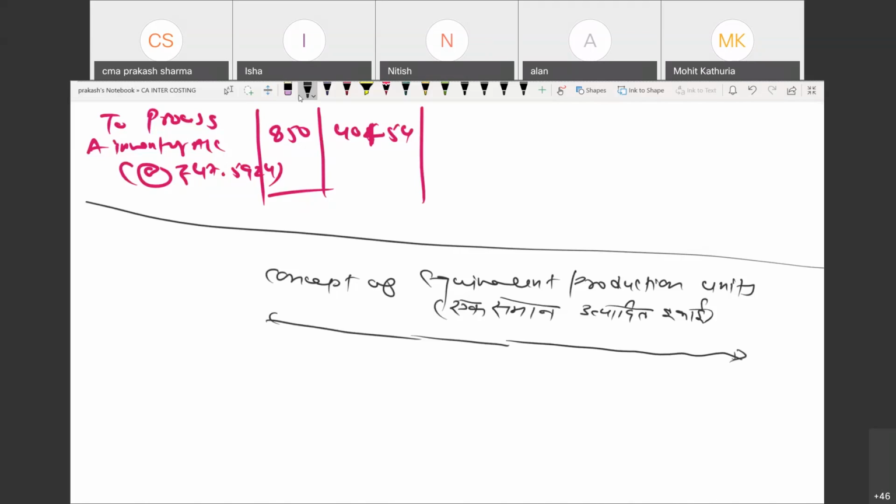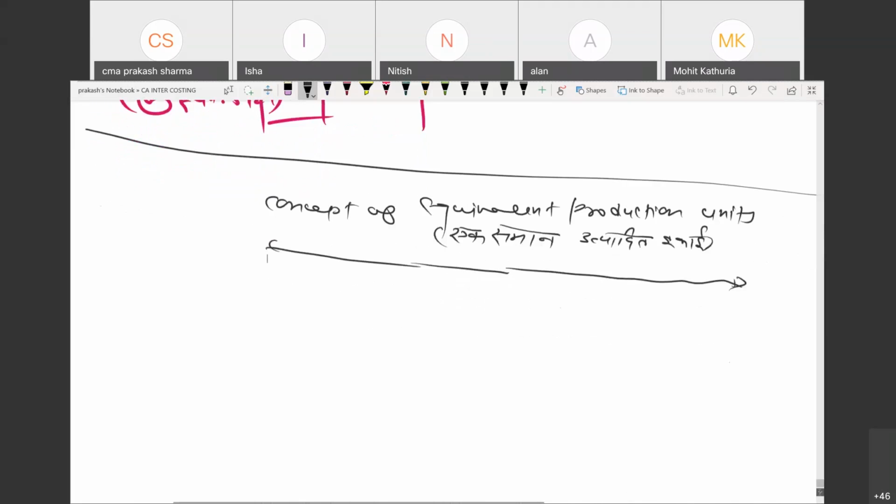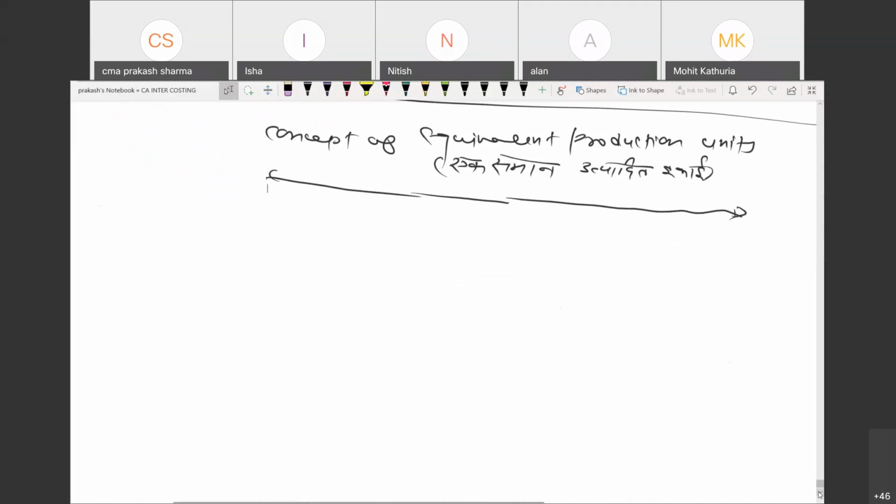ठीक है बेटा, क्या चीज इंपॉर्टेंट टॉपिक, इट इज वेरी इंपॉर्टेंट टॉपिक. कंसेप्ट ऑफ इक्विवेलेंट प्रोडक्शन यूनिट्स. देखें सर ध्यान से.